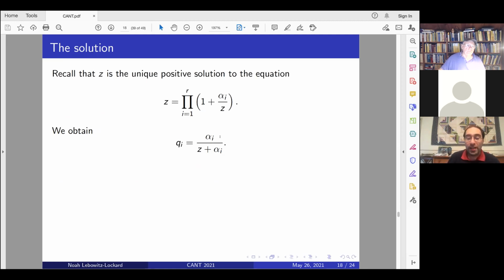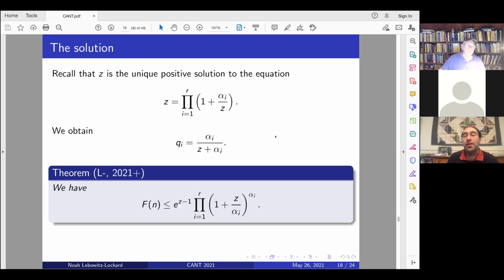Then when we plug it back in, we obtain a new upper bound for big F of n. We get big F of n is at most e to the z minus 1 times the product of 1 plus z over alpha_i to the alpha_i as i ranges from 1 to r. And so this is actually very similar to the lower bound that we got for little f of n, which provides further evidence that these functions are typically very close together.